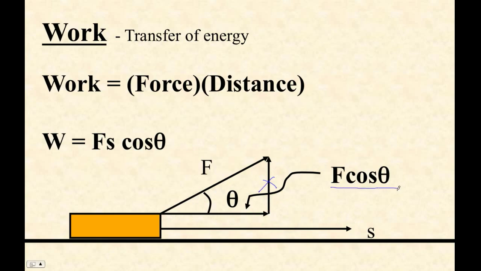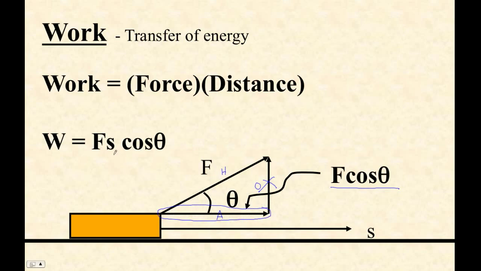That side is F cos theta because that's, of course, the adjacent side. There's the opposite side. There's a hypotenuse, right? So this is F cos theta. It's only this component that does work, and that's why it's F s cos theta.